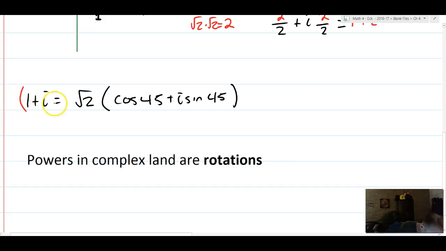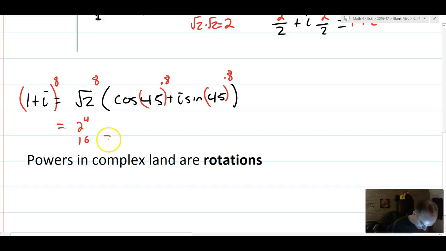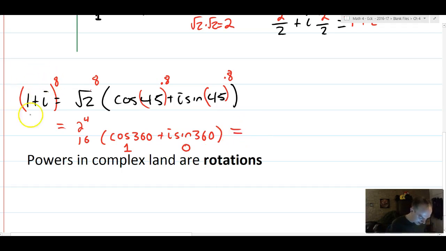So we were trying to do (1 + i) to the 8th. Well, that's going to do two things. That 8 is going to become a power on the square root of 2, and it's going to multiply the angle times 8. So let's calculate what that would be. Square root of 2 to the 8th is the same as 2 to the 4th, which is 4 times 4, or 16. And 45 times 8, so chosen so cunningly, is 360. So this is going to be 16 (cos 360 + i sin 360). And interesting, that's a nice number, very convenient. Cosine of 360 is 1, sine of 360 is 0. So the i term is going to drop out.